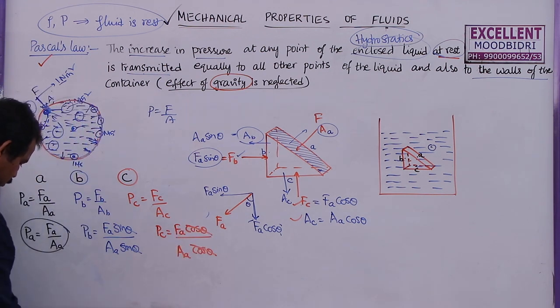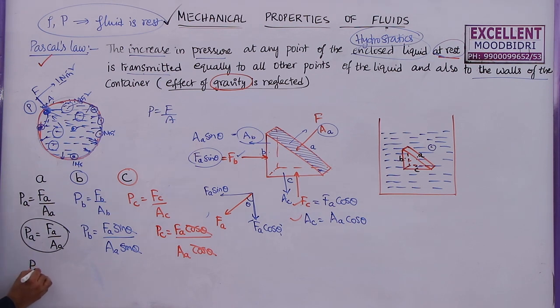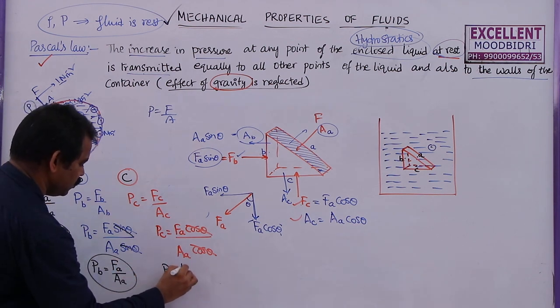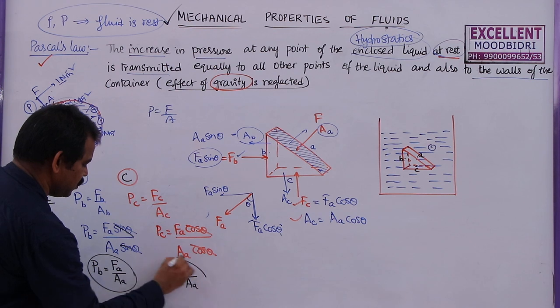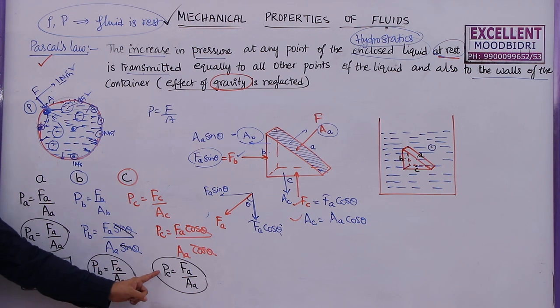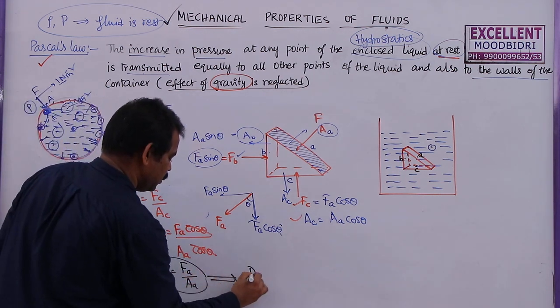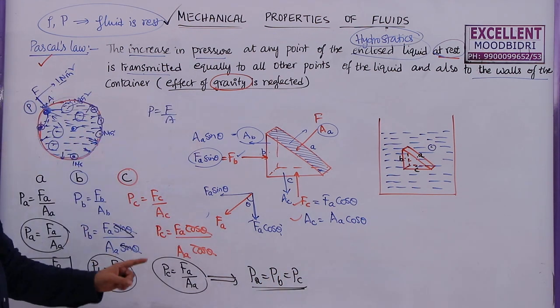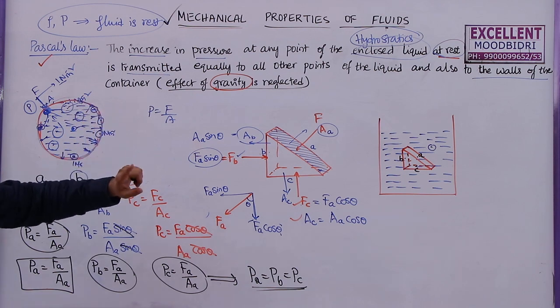Now what are the final terms that you can write here? Pressure at A is equal to force at A by area at A. PB is equal, these two cancel, force at A by area at A, and PC is equal to force at A by area at A. You can see the pressure at A is equal to the pressure at B is equal to the pressure at C. So from this we can say the pressure at a given point in a fluid which is at rest is always constant. At that point pressure never changes.